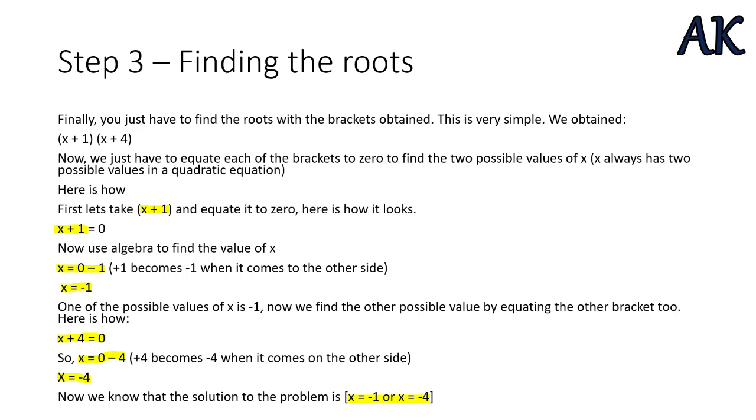Now we find the other possible value by equating the other bracket too. Here is how: x plus 4 equals 0. So, x equals 0 minus 4. Finally we obtain x equals minus 4. Now we know that the solution to the problem is x equals minus 1 or x equals minus 4.